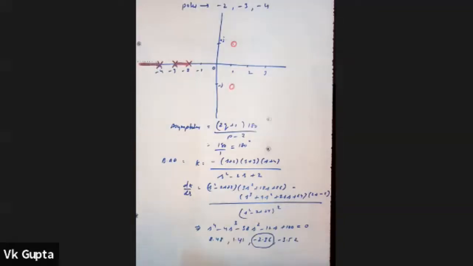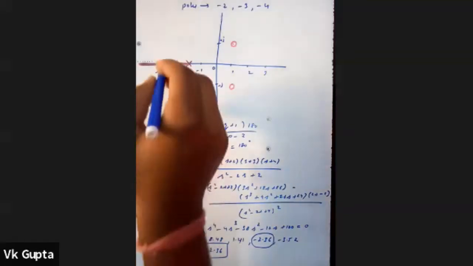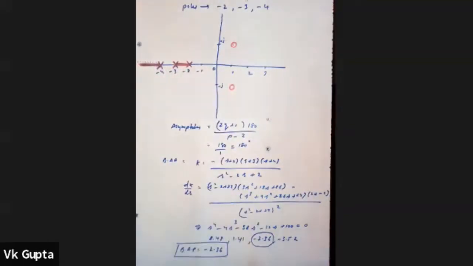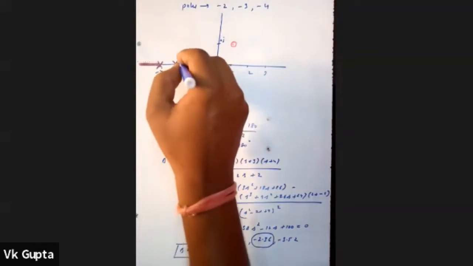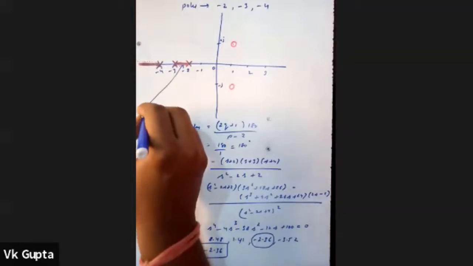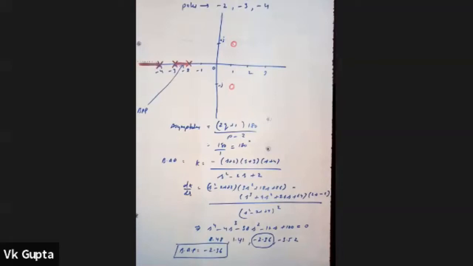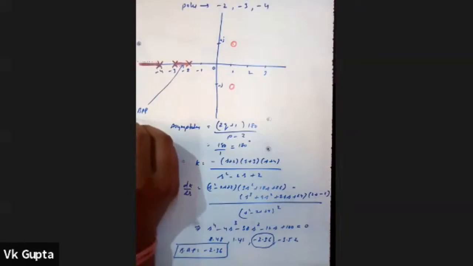As it lies on the root locus, we got a breakaway point as minus 2.36. As it lies on the root locus, you mark 2.36 in your S-plane also. So 2.36 somewhere here, breakaway point minus 2.36.